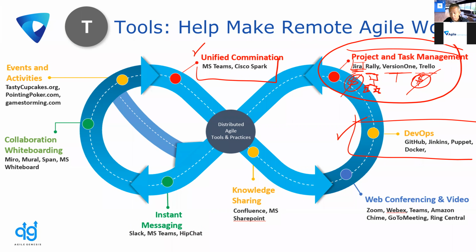But if you are in software, these are some of the things that are essential for you to have code coordination. Web conferencing, well, we're using one right now, right? Good old Zoom. There's WebEx. Teams has an ability to do that. Amazon Chime, many don't know that Amazon actually has their own. GoToMeeting and RingCentral. These are all very viable.